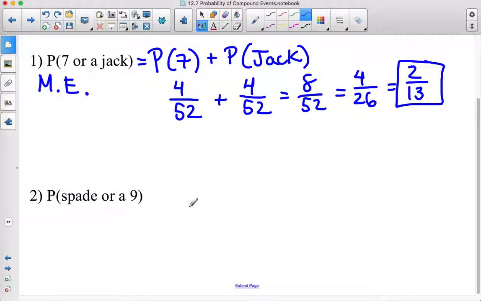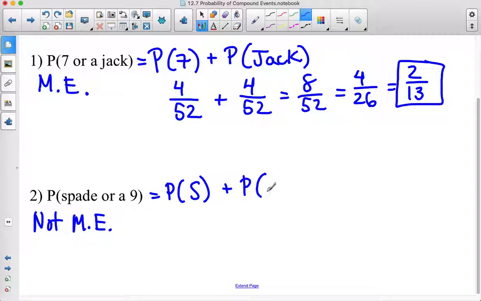Second one, what if I then said I'm going to draw a single card and I want to know what's the probability of getting a spade or a 9? These are not mutually exclusive because I could get a spade and a 9. We call that card the 9 of spades. So I need to do probability of a spade plus the probability of a 9, minus, I need to subtract off the overlap, the 9 and the spades.